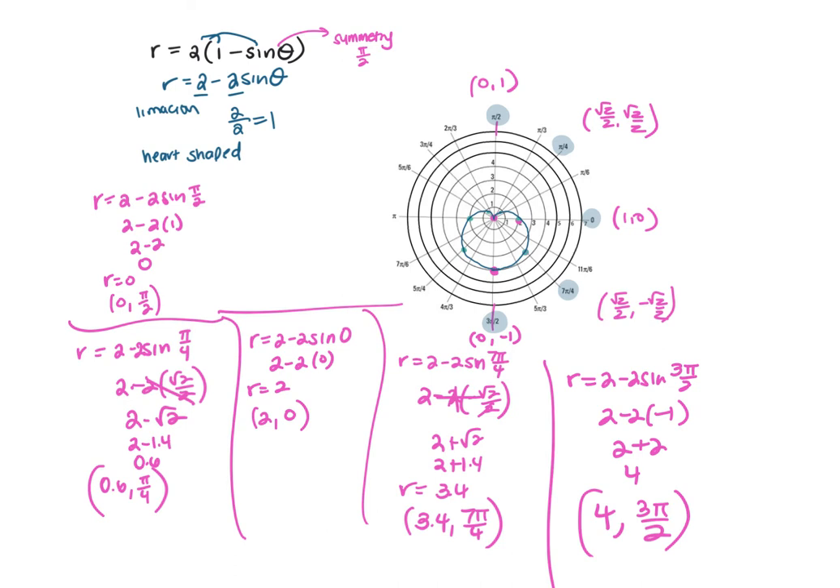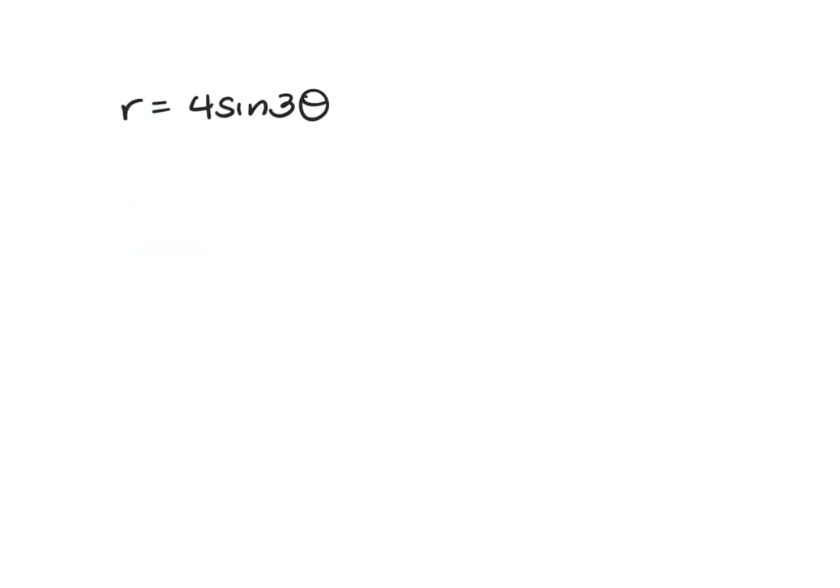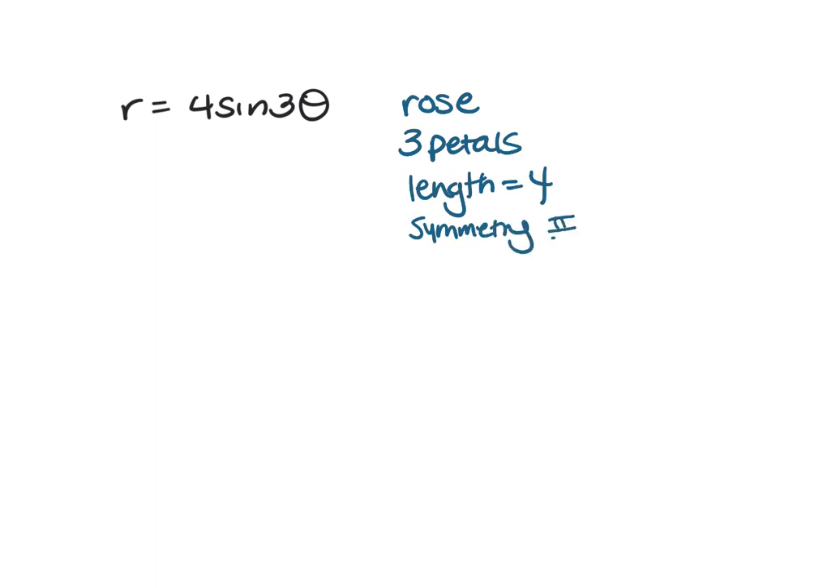Questions? So we determined that this is what kind of graph? This is a rose. Okay, how many petals does it have? 3 petals. What's the petal length? 4. Which means nothing should be bigger than 4. No radius should be bigger than 4, right? Okay, and it's got symmetry to what? To the y or the pi over 2.